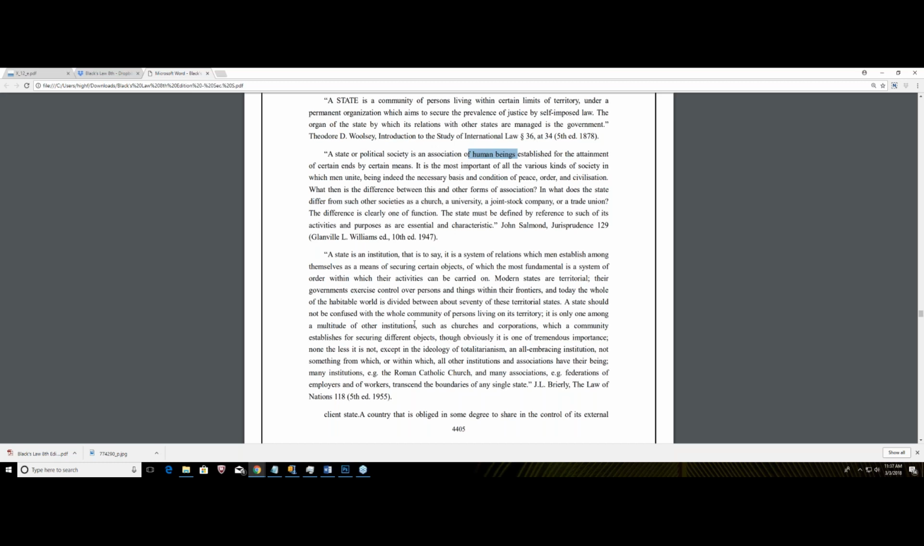A state should not be confused with the whole community of persons living on its territory. It is only one among a multitude of other institutions, such as churches and corporations, which a community establishes for securing different objects. Though obviously it is one of tremendous importance, nonetheless, it is not, except in the ideology of totalitarianism, an all-embracing institution, not something from which or within which all other institutions and associations have their being. Many institutions, for example the Roman Catholic Church, and many associations, for example federations of employers and workers, transcend the boundaries of any single state. That was very interesting.